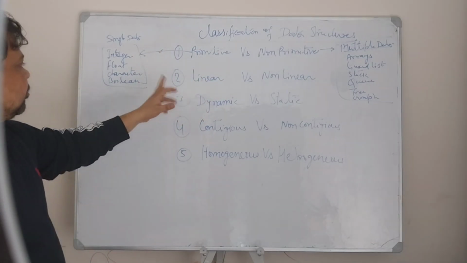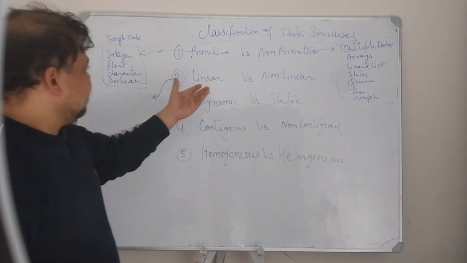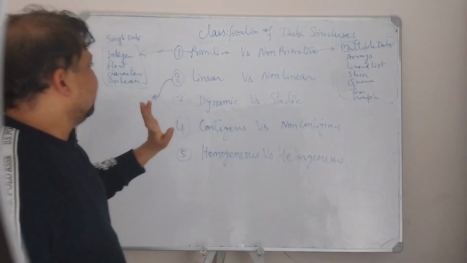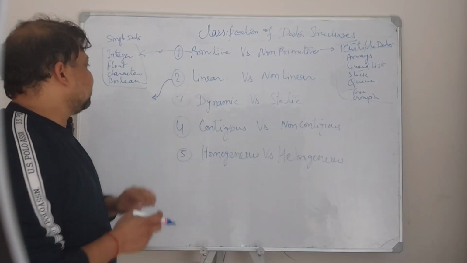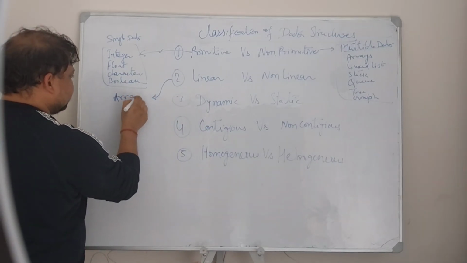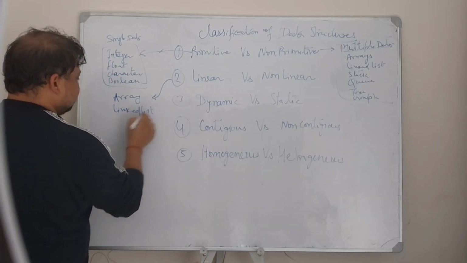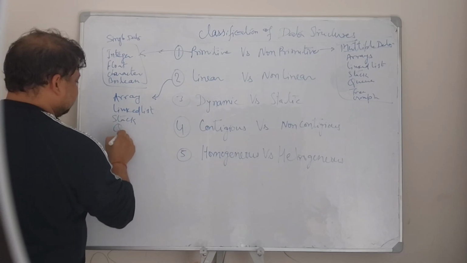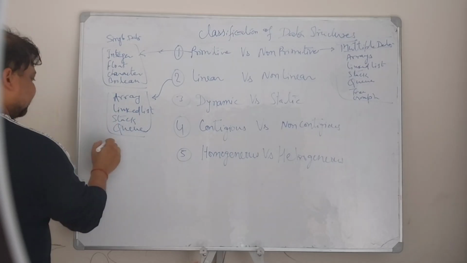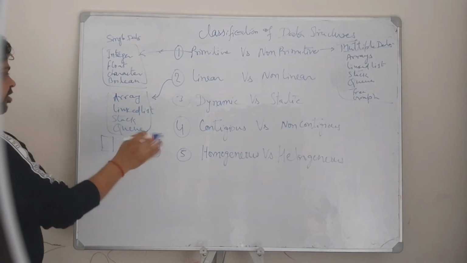Another criteria is linear versus non-linear. Both linear and non-linear deal with multiple data. But in case of multiple data, if it is linear, that means the structure goes in a line. In that case, it will be array, linked list, stack, queue. These are linear data structures, because if you see the array, it takes the things in this way, that is linear. So linearly it is in one structure.